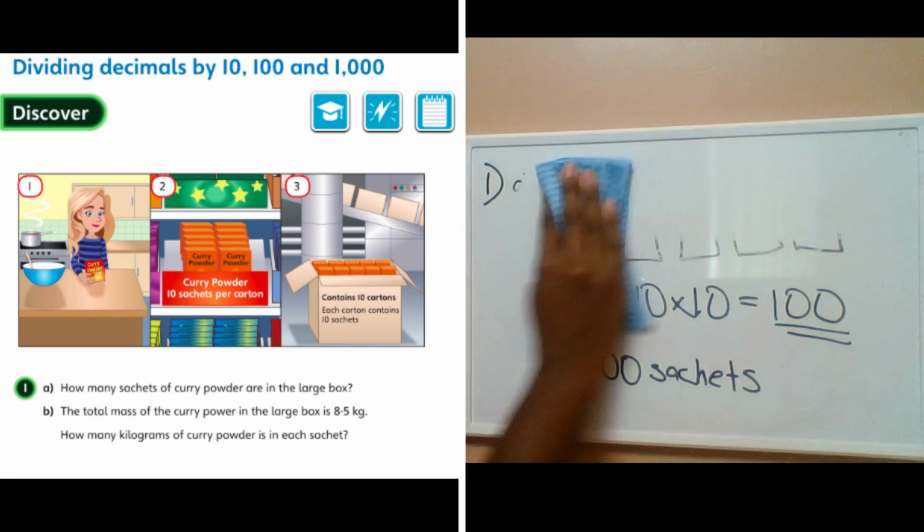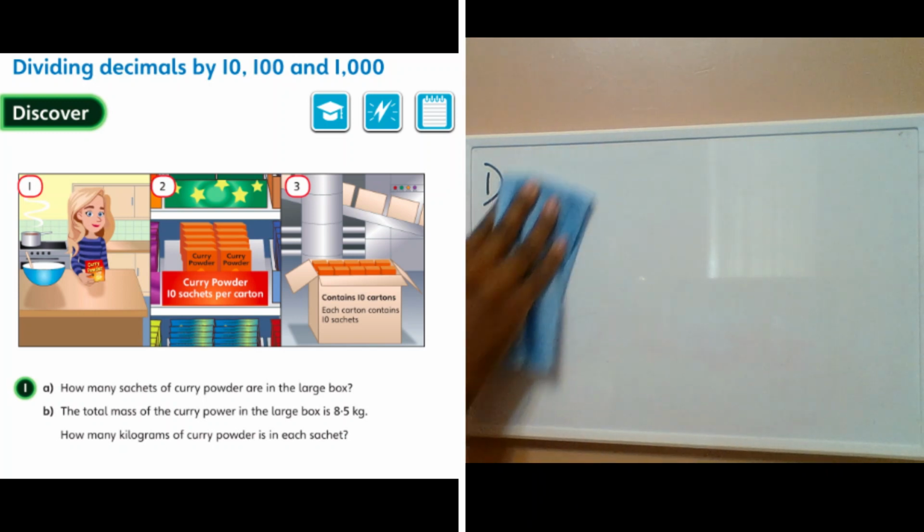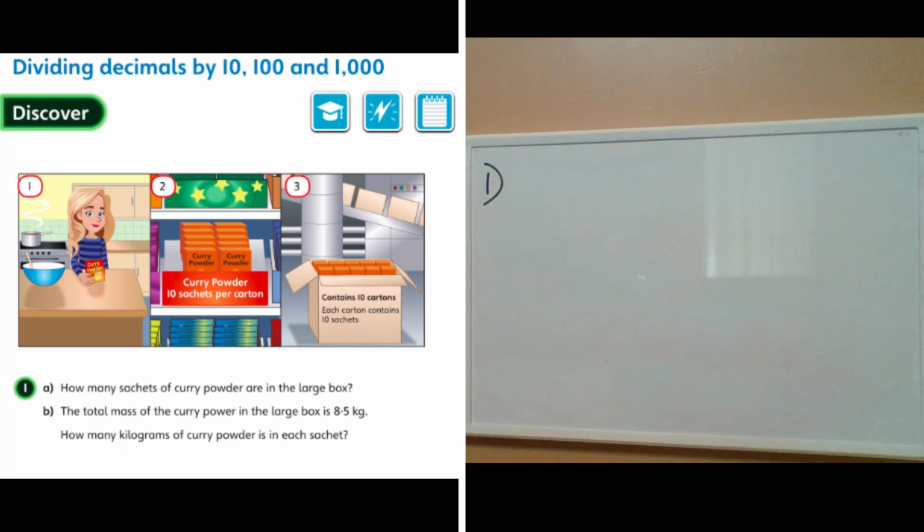Alright, so let me wipe this clean. And I have in my mind that there are 100 sachets in that box. For the B part, it says the total mass of the curry powder in the large box is 8.5 kilograms. How many kilograms of curry powder is in each sachet?